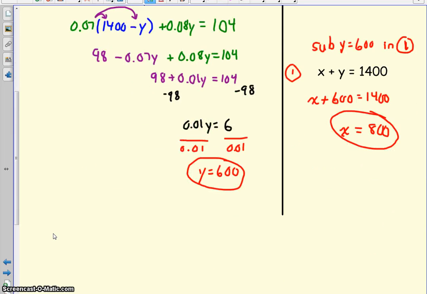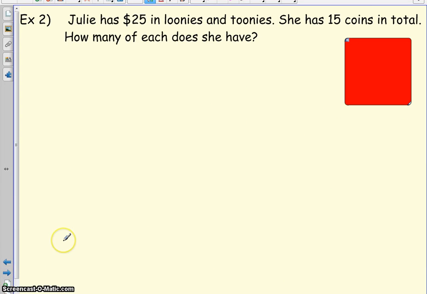Okay? So let's try another one. Julie has $25 in loonies and toonies. She has 15 coins in total. How many of each does she have? Let's just set up the equations first. Let L represent the number of loonies, and we'll let T represent the number of toonies.